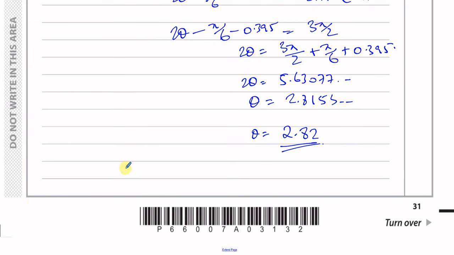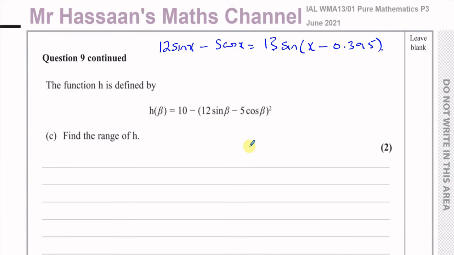I'm now going to go on to question 9, part C. Okay, now for question 9 part C, we're told that the function h is defined by h of beta equals 10 minus brackets 12 minus sine beta minus 5 cosine beta squared.